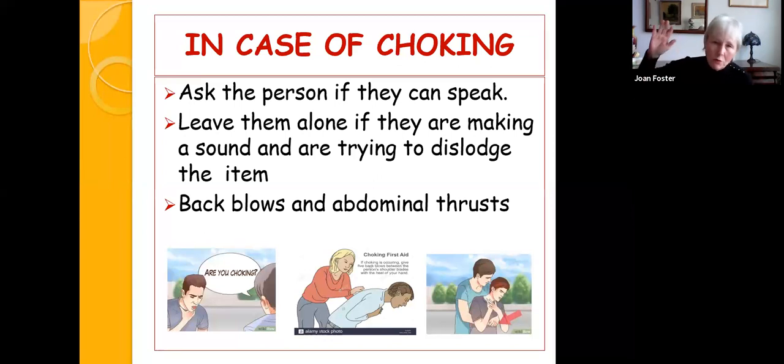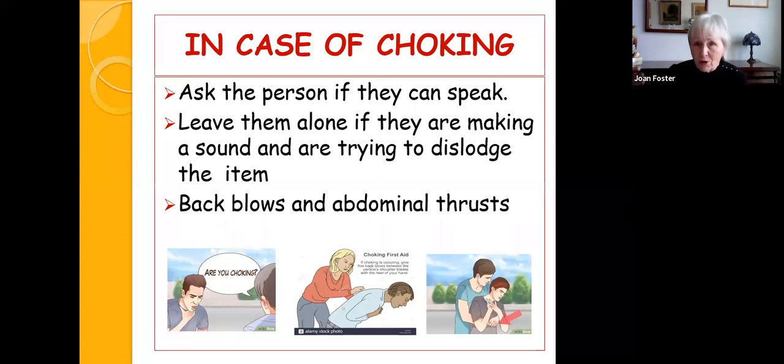Because if you bang them on the back or bang them on the chest, you might take that little piece of food that's there but not fully obstructing and move it into full obstruction. So if somebody can speak, let them try and get rid of it on their own. It's an automatic reflex. They will do what they need to do in order to try and get it out. Okay, so leave them alone if they're making any sound and are trying to dislodge the item on their own.